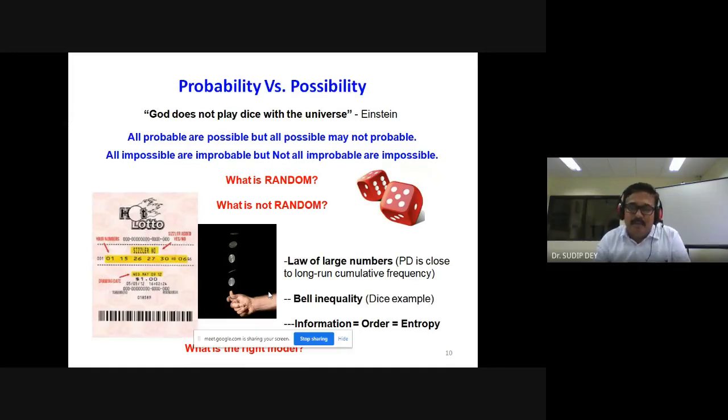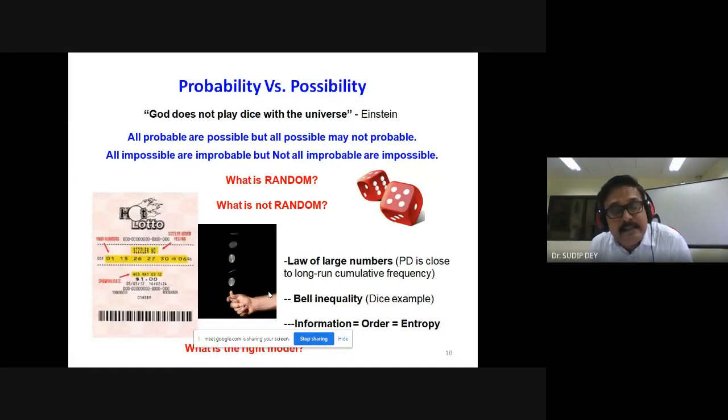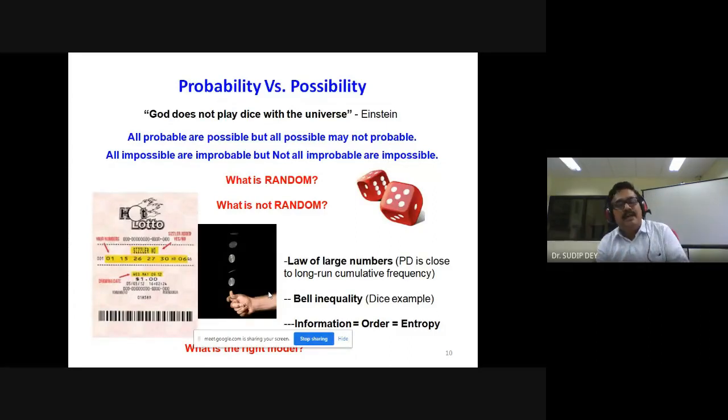Now, why am I talking about this? Because we need to talk about the law of large numbers. When we talk of the law of large numbers, the probability density is close to the long run cumulative frequency. That means probability, and now I'm uttering another new term to you, probability density. What is probability density? In a simple way, you can think of it as the likelihood of the occurrence of any particular event.